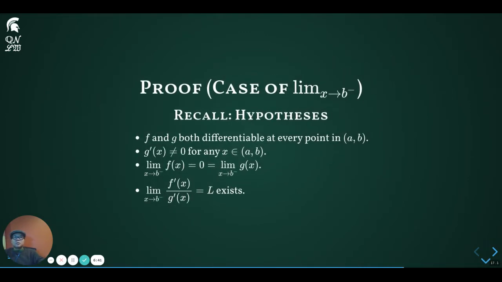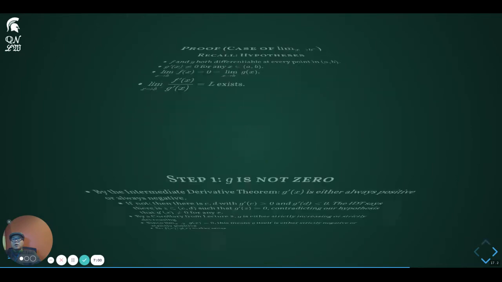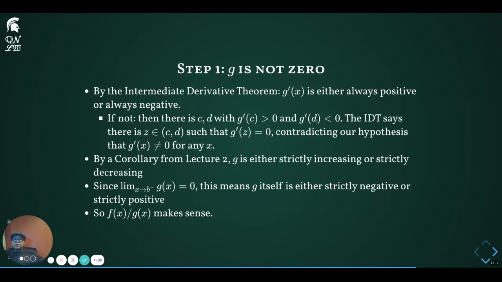Here is the proof. First, recall all the hypotheses. Remember, the important ones are that g prime is non-zero, that f and g have limit 0, and the limit of the derivative ratio exists and equals L. We divide the proof into several steps. The first step: we prove that the ratio f over g makes sense by proving that g cannot be 0.